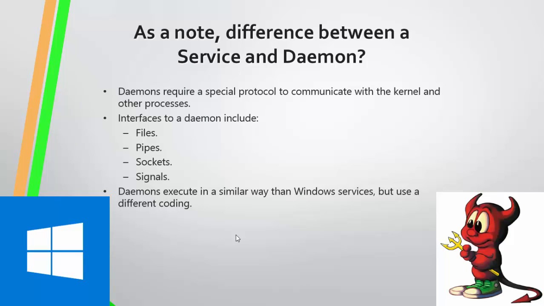So, as a note, if we analyze Windows and Unix, the difference between a service and a daemon: you already know what a service is. But a daemon requires a special protocol to communicate with the kernel and other processes. Interfaces to a daemon include files, pipes, sockets, signals, and daemons execute in a similar way to Windows services but use a different coding. So in summary, they are almost the same.